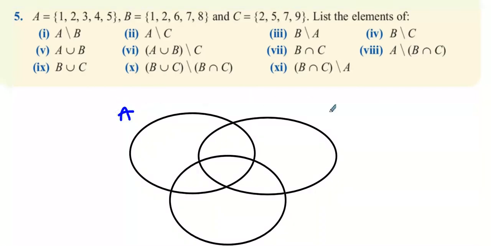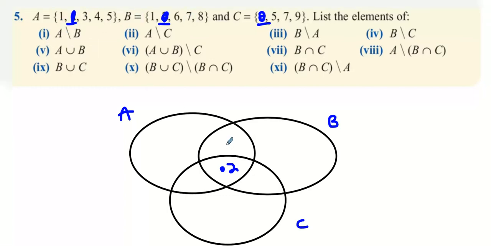Then you have A, B, and C. Now start off dead center. What do all 3 of them have in common? I see 2 here, 2 here, and 2 here. So that's the 2's gone. 2 is dead center.